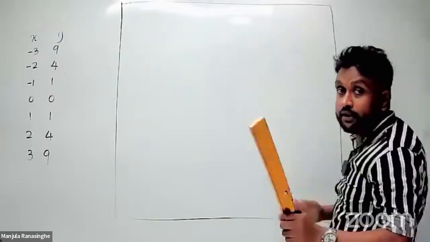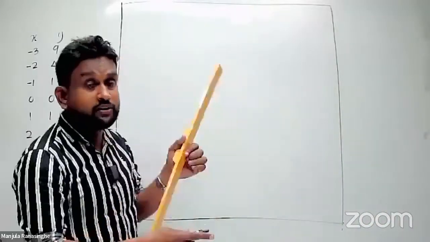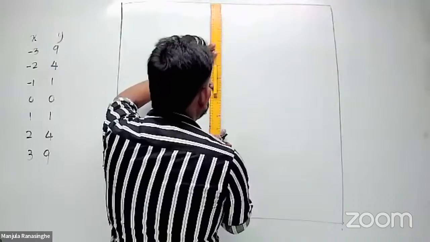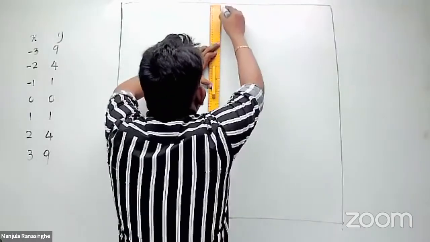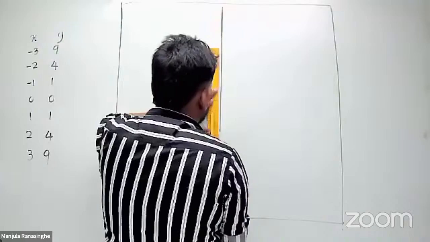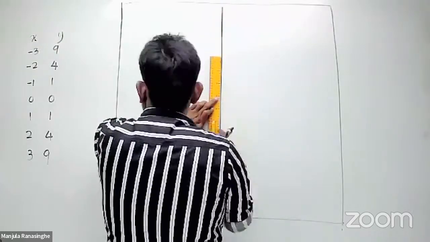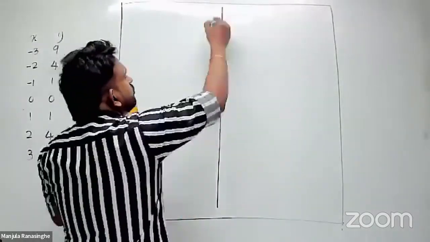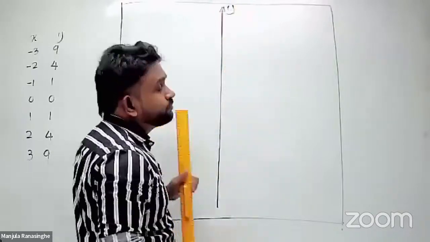Okay, right, understand. Now I plot exactly in the middle. Right, you can see the middle part with your eye. Okay, and you name the y-axis. Then I plot the x-axis.